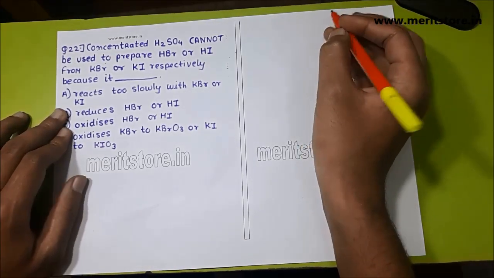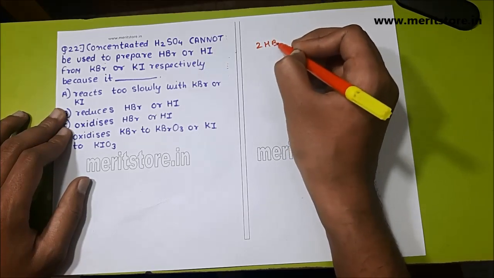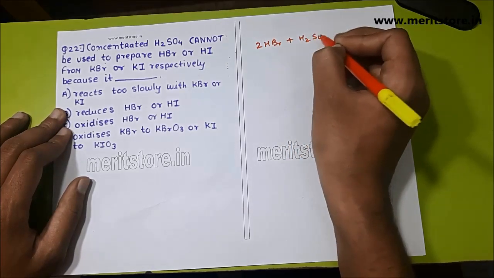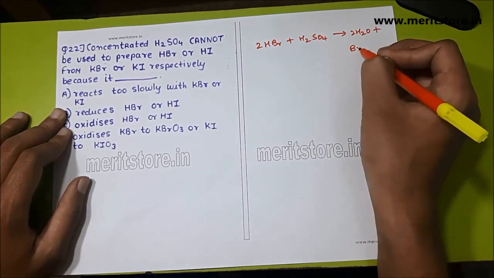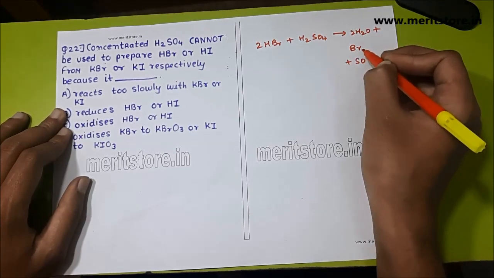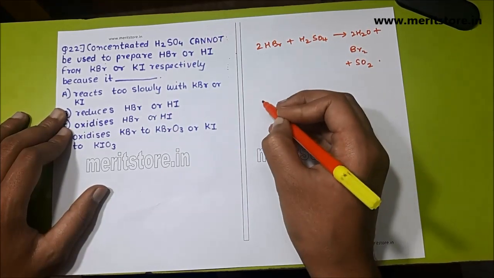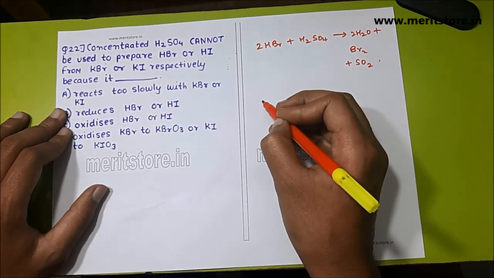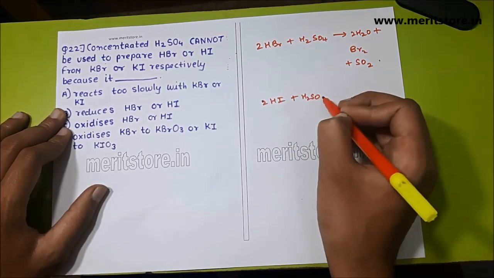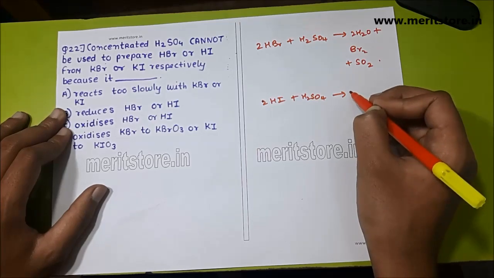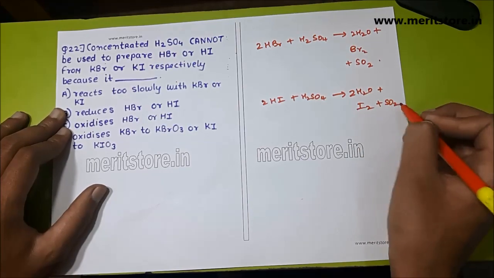Concentrated H2SO4 oxidizes HBr to Br2. So 2HBr, when it reacts with H2SO4, gives 2H2O plus bromine plus SO2, that is sulfur dioxide. Then concentrated H2SO4 oxidizes HI to I2. So 2 moles of HI in presence of concentrated sulfuric acid will give 2 water molecules plus I2 plus SO2.